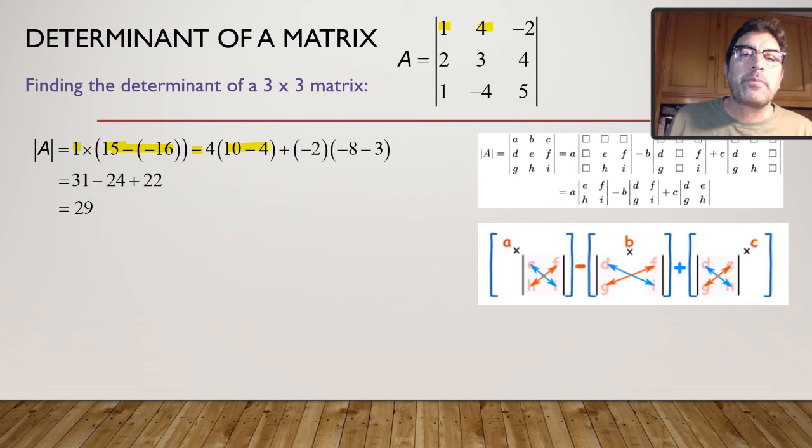There we go. Then we add. The last entry in the first row is minus 2. We're adding it. And then we work over here. So minus 8 minus 3 is what we've got left to calculate. And that gives me a beautiful 31 minus the 24. That's 10 minus 4 is 6 times 4 is 24. And this gives us plus 22, which leaves us with a determinant for this matrix of 29.